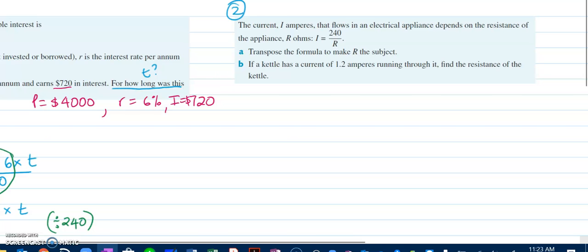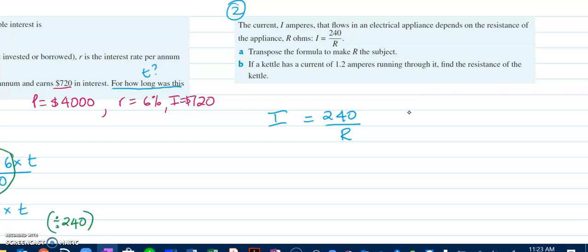For the second one, you are given the formula to calculate the current, and the current is given by 240 divided by R. So let me write that down. That is given by I equals 240 over R. Okay, we've got two parts to this question. Part A: transpose the formula to make R the subject. So where I is right now, that's where R should be.